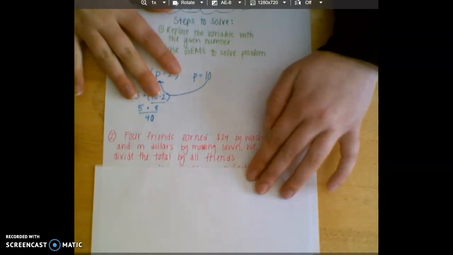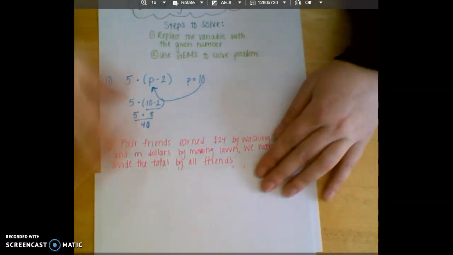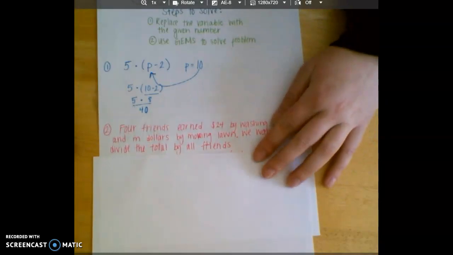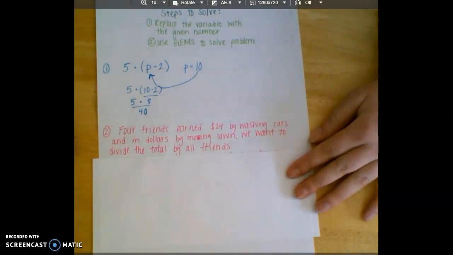All right, we're going to look at a story problem right now. So it says 4 friends earned $24 by washing cars and M dollars, which means we don't know how much, by mowing lawns. We want to divide the total by all friends. So you want to think in your head right now, what is an expression I could write to show what they are looking at?